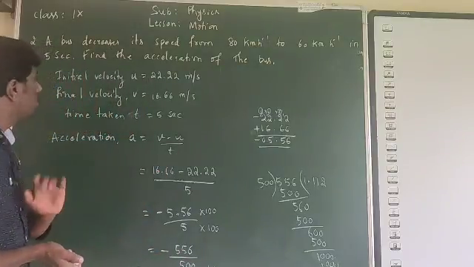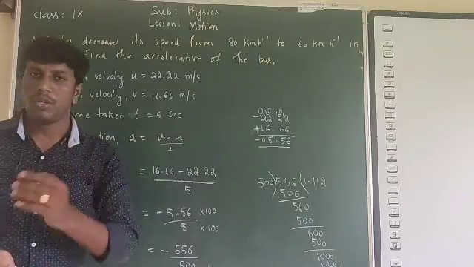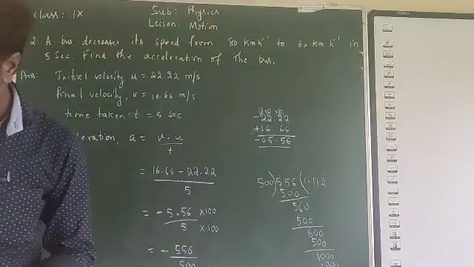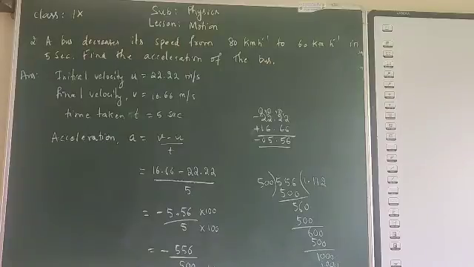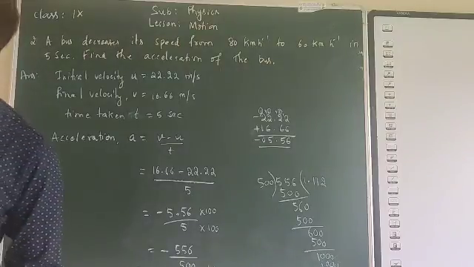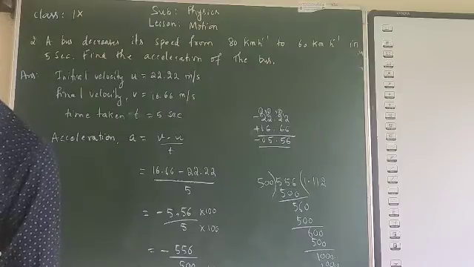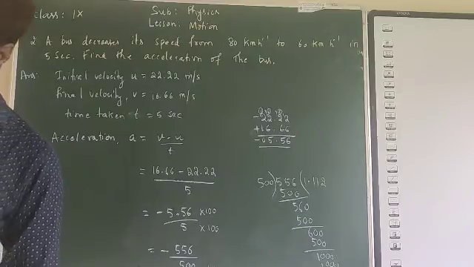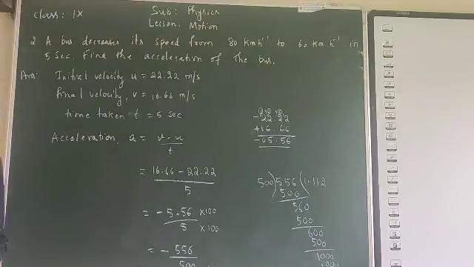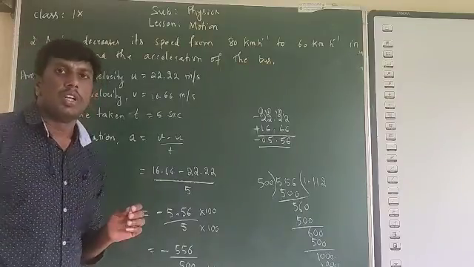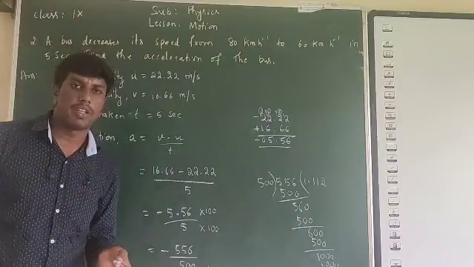Okay. So this is about the second question. So you can go for the third question. A train starting from a railway station and moving with a uniform acceleration attains a speed of 40 km per hour in 10 minutes. Find its acceleration. That will be the homework for your third question. There also you should find out the acceleration.